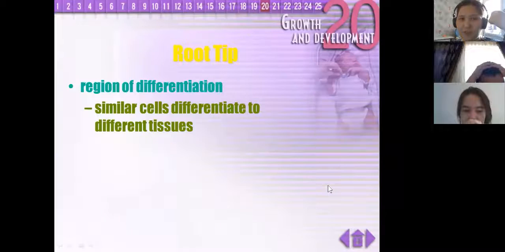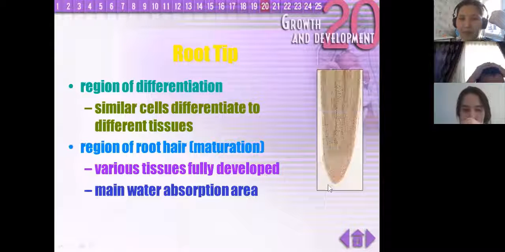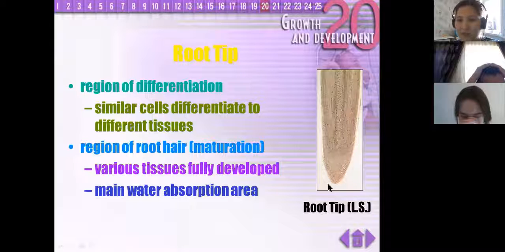So, region of differentiation, similar cell differentiation, and region of root hair. Then various tissues will be fully developed. Main water absorption areas, of course, after watering, all of these cells are getting this water and passing it through their stem body.